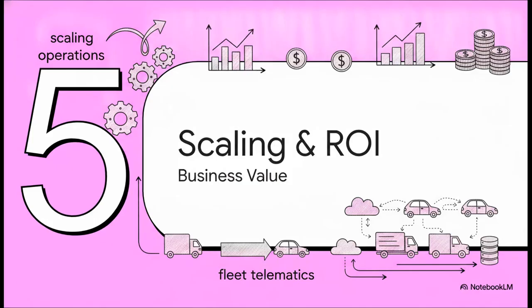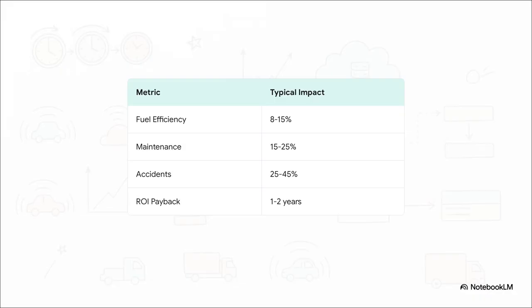And finally, Part 5, Scaling Operations and ROI. We've built an amazing architecture, but as technical leads, we still have to justify these infrastructure choices to the business stakeholders. Let's translate our schema and queries into hard dollars. By knocking down data silos and enabling this predictive multi-stream correlation, fleets are seeing massive operational efficiencies. We're talking an 8 to 15% improvement in fuel efficiency alone.